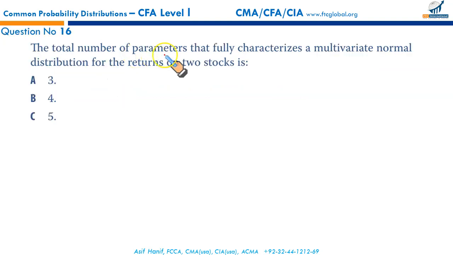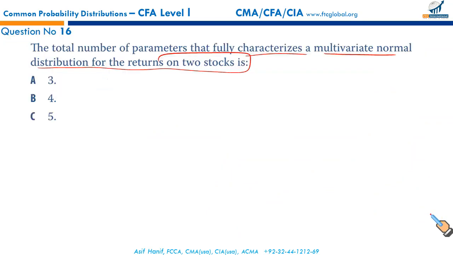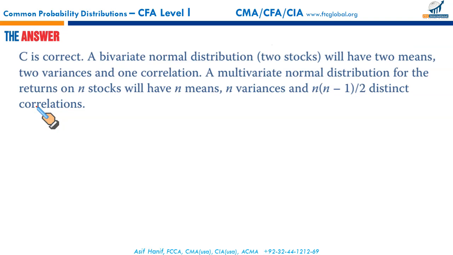Now, the total number of parameters that fully characterize the multivariate normal distribution for return on two stocks, that is the example I drew. The parameters here are the coefficient of correlation, the means of both, and the standard deviations. So that gives you a total of 5. 2 means, 2 standard deviations, and 1 coefficient of correlation. So a bivariate normal distribution will have 2 means, 2 variances, and 1 correlation between them. Right?